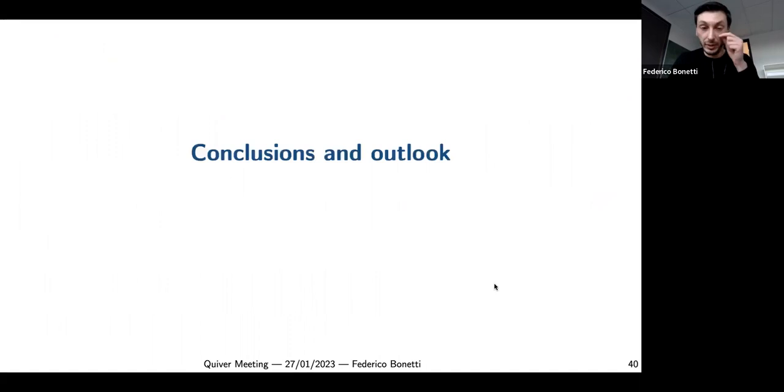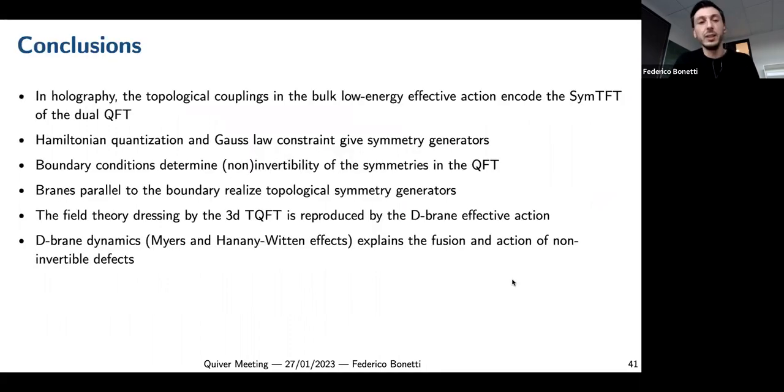So this brings me to my conclusions. In a sense, we have seen that we can address questions about symmetries and anomalies in a systematic way in holography, using this idea of looking at the topological couplings, and once those are extracted, using a Hamiltonian analysis and Gauss law constraints to learn about the symmetry generators. And then in the second part, we have seen that the brane picture is also able to shed light on the physics of non-invertibles.